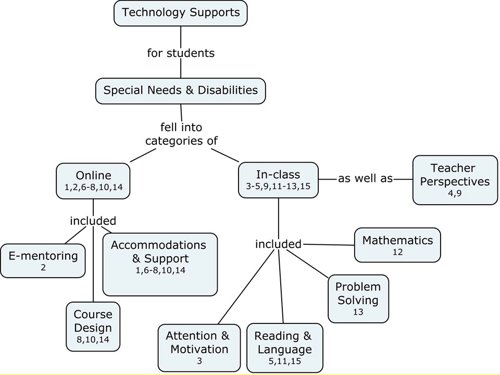The analysis presented findings related to technology supports for students with special needs and disabilities. The findings were divided into two categories, online and in-class supports, with subthemes emerging for each. The subthemes of online supports included e-mentoring communities, inclusive course design, and accommodations and support. The subthemes of in-class supports included attention and motivation, reading and language acquisition, mathematics, problem solving, as well as teacher perspectives.